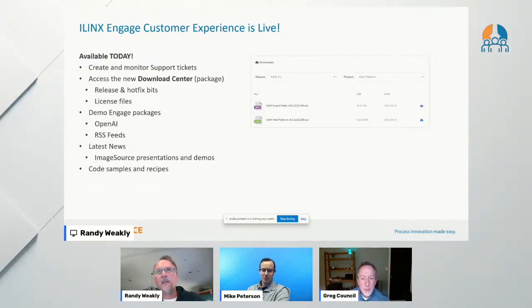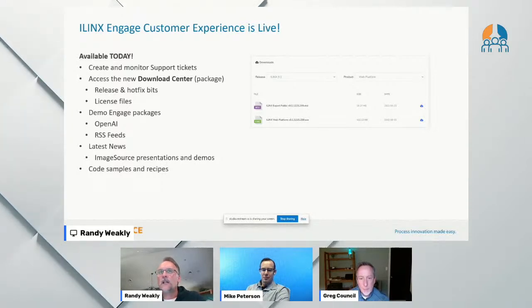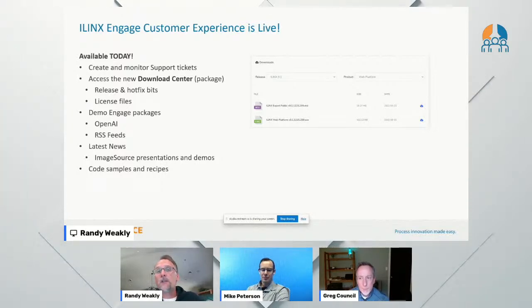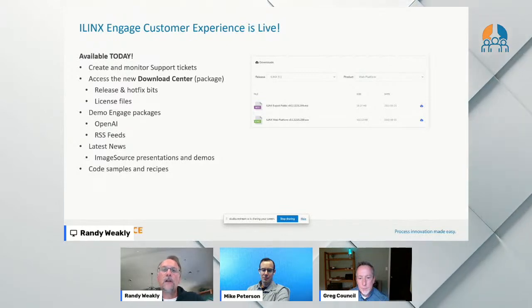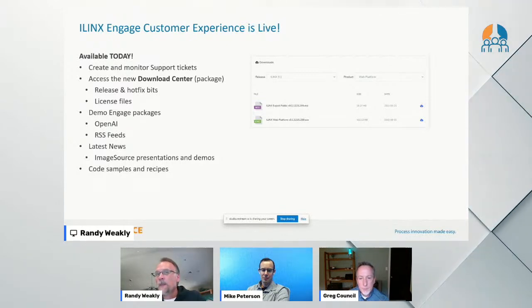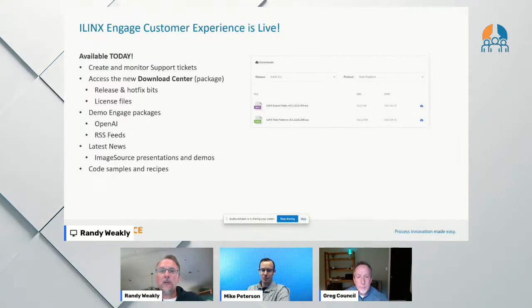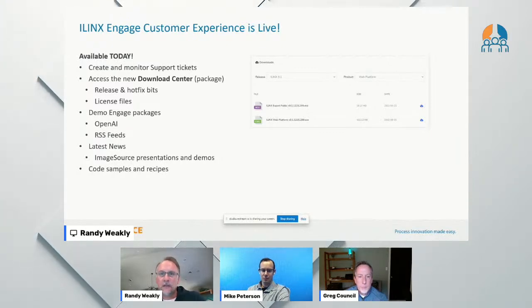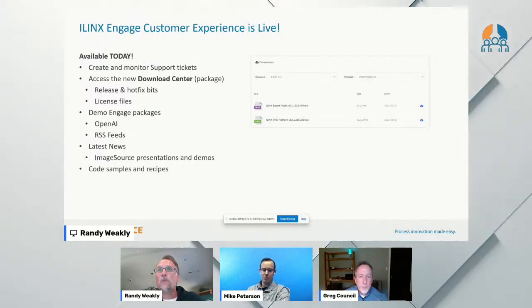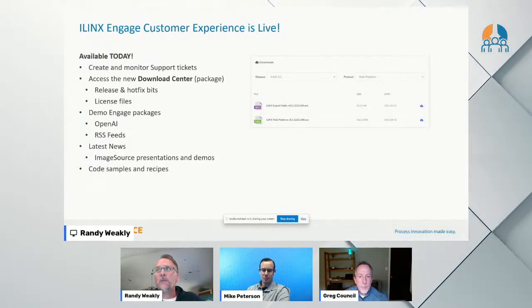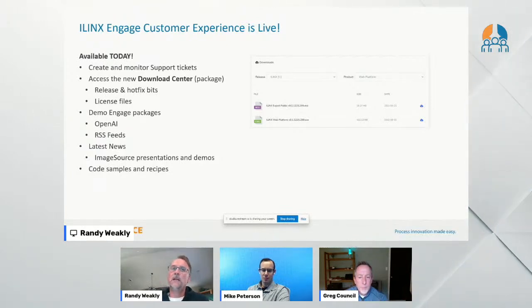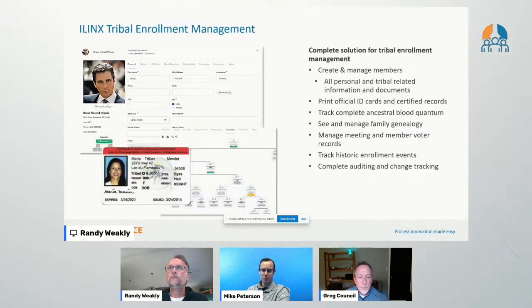So we've got an RSS feeds package that's ready right now. We'll be releasing that, and it'll be available as well, for the latest news. We also want to use this as the platform to deliver code samples and recipes to you. So I mentioned, if you're interested in the REST APIs, we can provide some Postman collections that you can just import in your Postman environment and use those to call our REST APIs. We'll provide those samples through the ILINX customer Engage experience. So that'll be pretty cool.